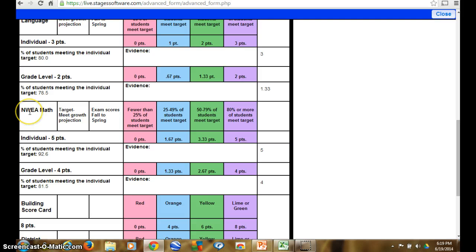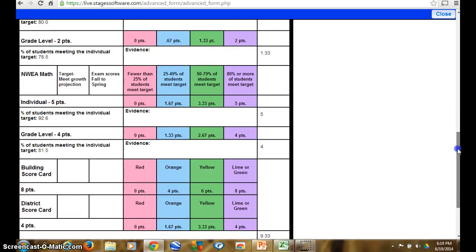Once again, these are taken off the achievement, growth, and status report from the fall to the spring. And 92%, just about all of her kids hit target growth, and so they got 5 points. The teacher could have put in the evidences here, which would have been just some comments about the NWEA. We give the Common Core State Standard version 3. And then the grade level is taken off of the district summary reports. And the grade level is 81.5, so that's 4 points.